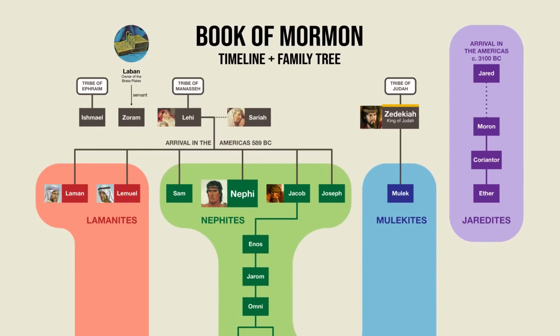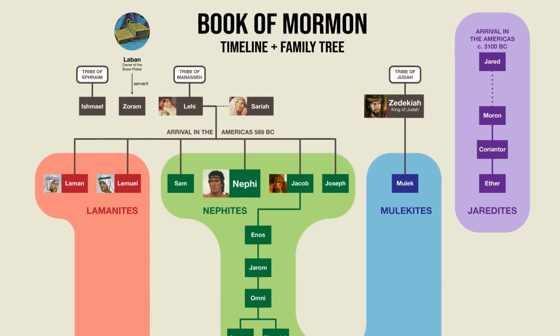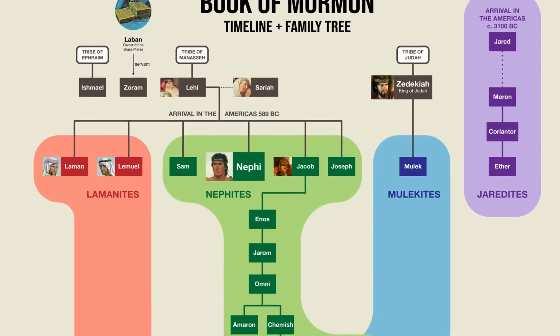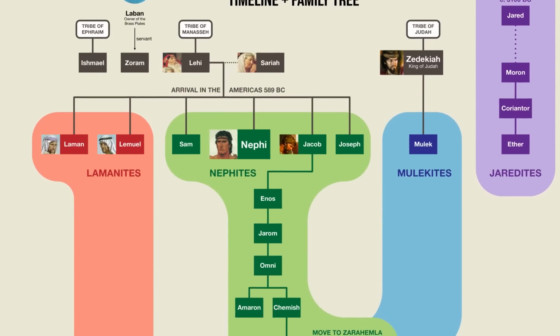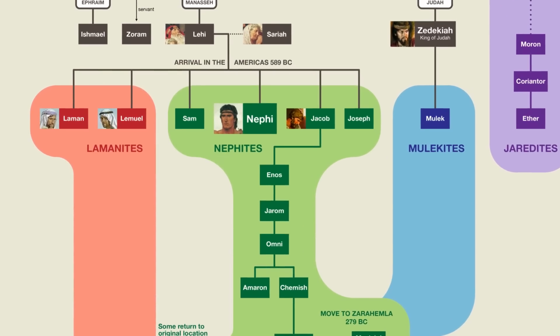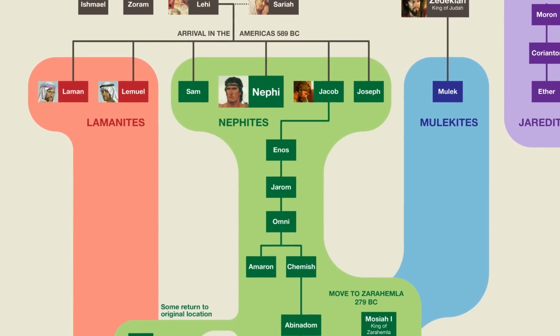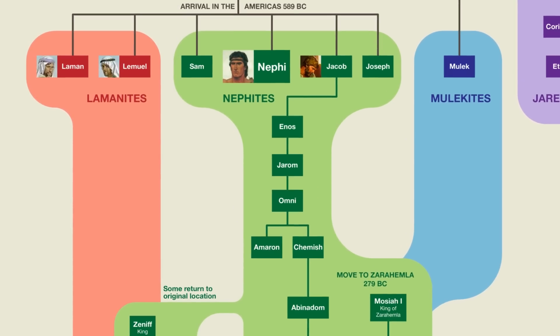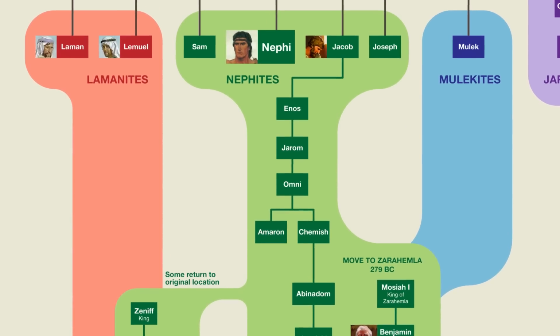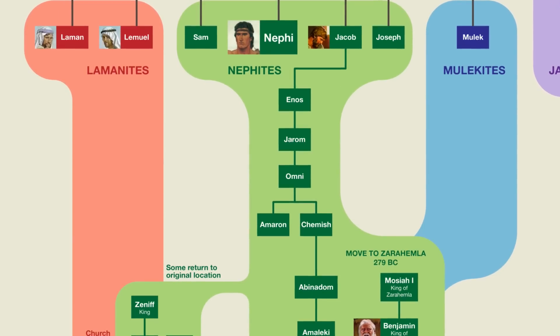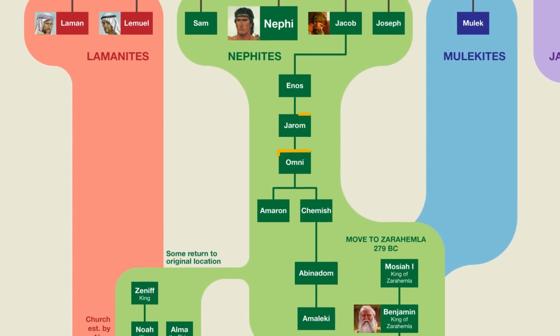Among the Nephites, the line of Jacob ends up becoming the record keepers, with the history of the Nephites being recorded on two sets of gold plates, known as the small plates and the large plates. Remember that because we'll be coming back to it. So after Jacob, these records are kept and maintained by his son Enos, then Jerem, then Omni, and so forth. Eventually, though, the Nephites become as wicked as the Lamanites.